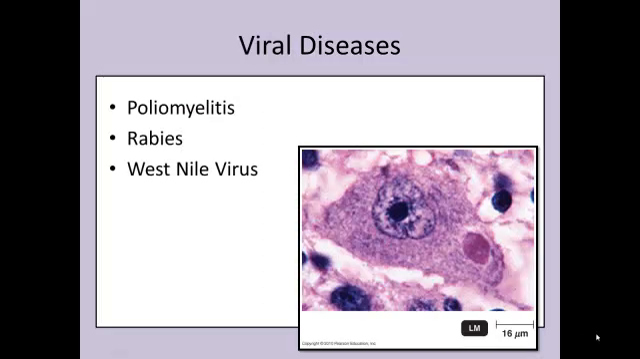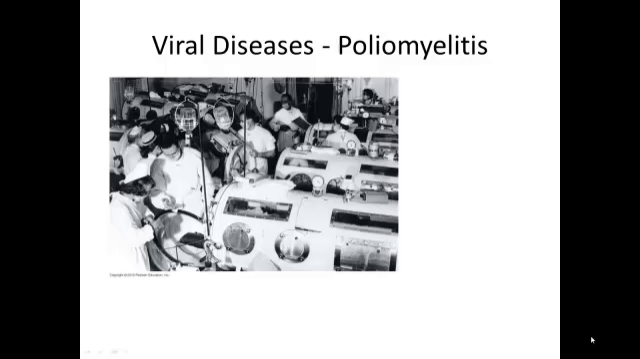Now on to the viruses. We're going to talk about poliomyelitis, rabies, and West Nile virus. Poliomyelitis is one of the most paradoxical of diseases. We didn't see it until there was an outbreak, at least in the United States. We didn't see it until there was an outbreak in the summer of 1894 in Vermont. You're going, huh? That late?